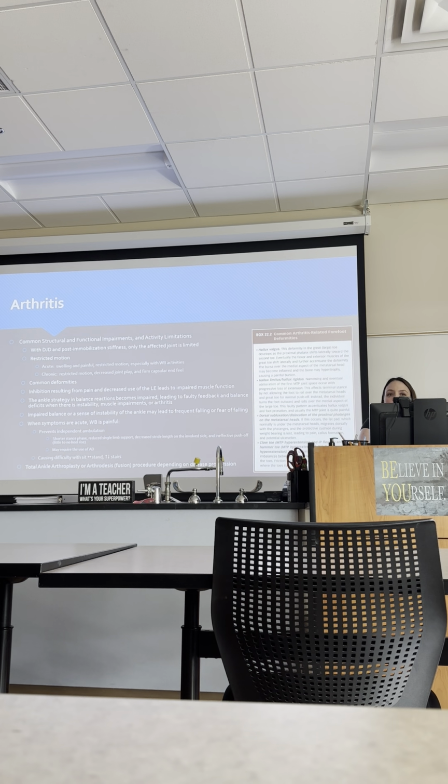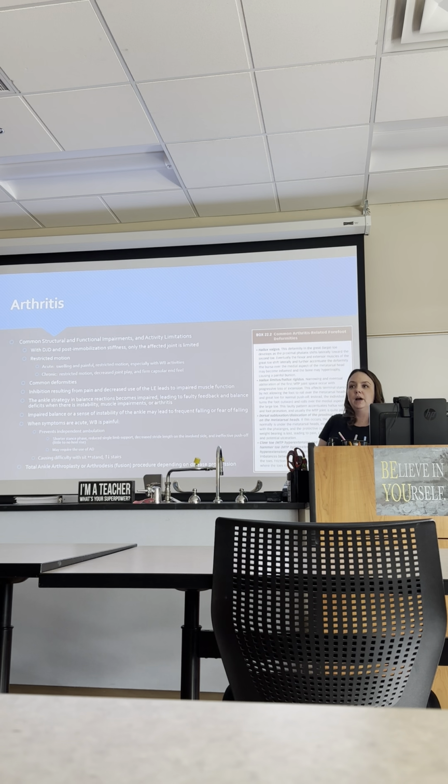So with any osteoarthritis, what do we commonly see? Hypermobility or hypomobility? Hypomobility. Do we commonly see capsular pattern of restriction or non-capsular? Capsular, because now we're affecting the joint surfaces.